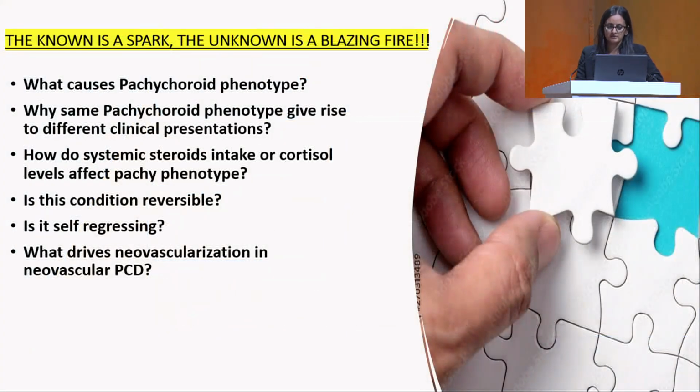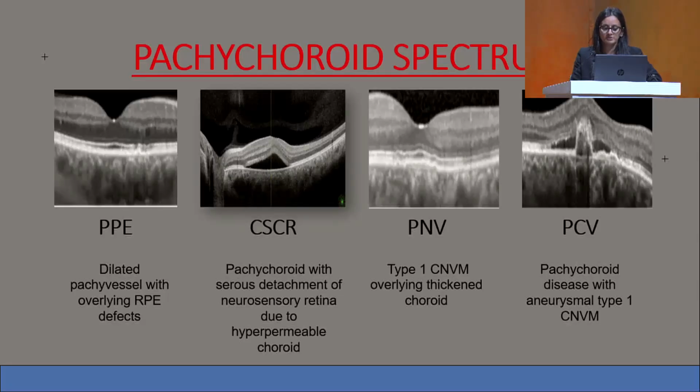So what the study primarily concerns is what causes the pachychoroid phenotype and why the same pachychoroid phenotype gives rise to different clinical manifestations. The spectrum includes PPE, which includes, along with other pachychoroid features, RPE defects; CSCR, where there is neurosensory detachment; PNV, where there is type 1 MNV; and in PCV there is aneurysmal type 1 CNVM.